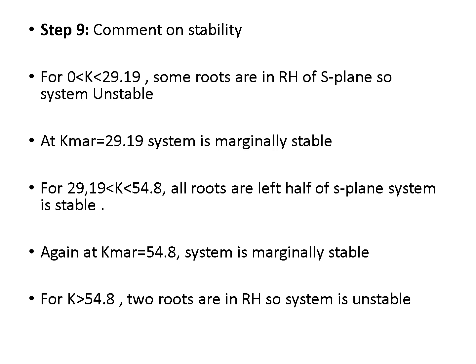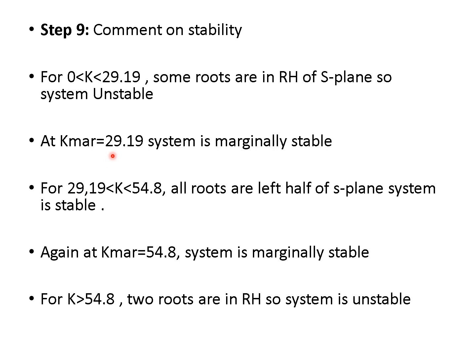Now let us consider the final step, that is the conclusion, and comment on stability. If K lies between 0 and 29.19, roots are lying on the right side of the S-plane, then the system is unstable. Again, if K is greater than 54.8, two roots are lying on the right-hand side of the plane, then the system is unstable. If K is the marginal value, that is 29.19 or 54.8, then we can say it is marginally stable.